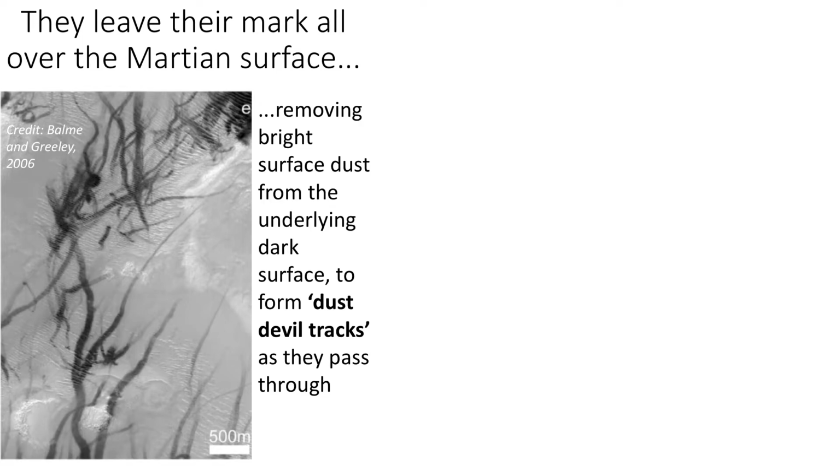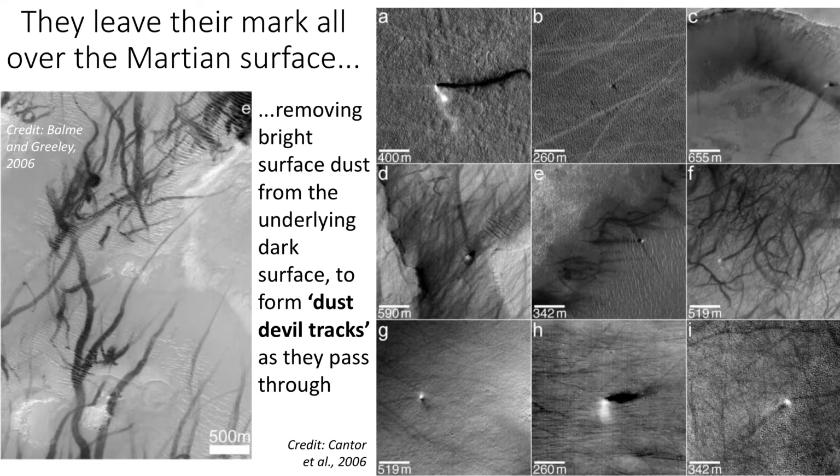And what happens here is that the dust devil is removing bright surface dust from the underlying dark surface, whether the dark surface is sand or just bedrock. And by removing that bright dust, you can see it as a dust devil track as those dust devils pass on through. And here are some more images of dust devils and also lots of beautiful tracks. You can see these dust devils caught in the act of making a track in all of these cases, and also casting shadows in many cases as well.